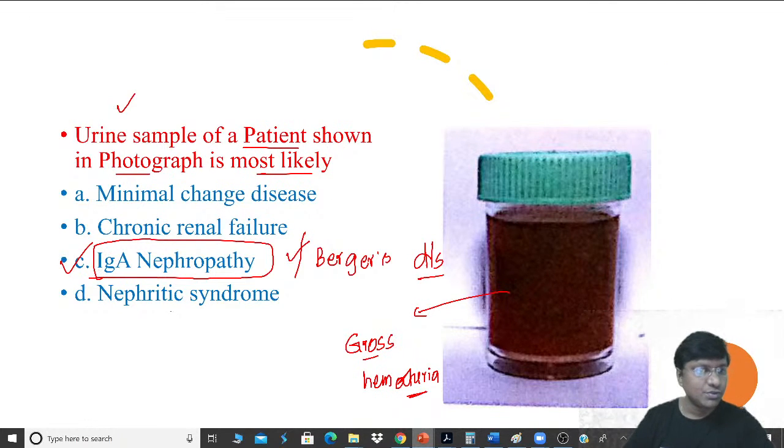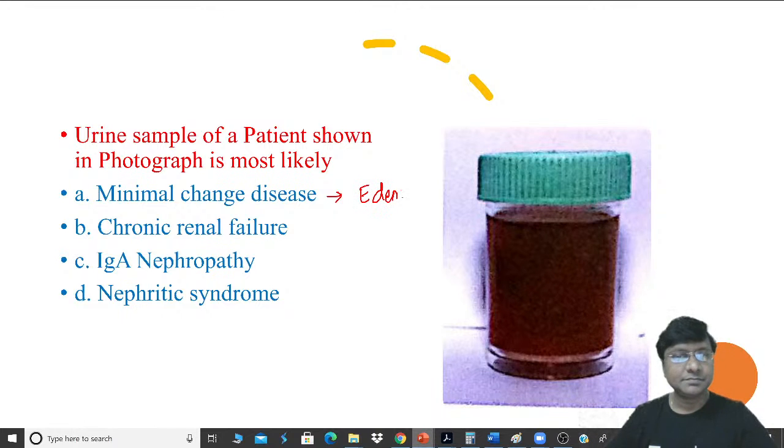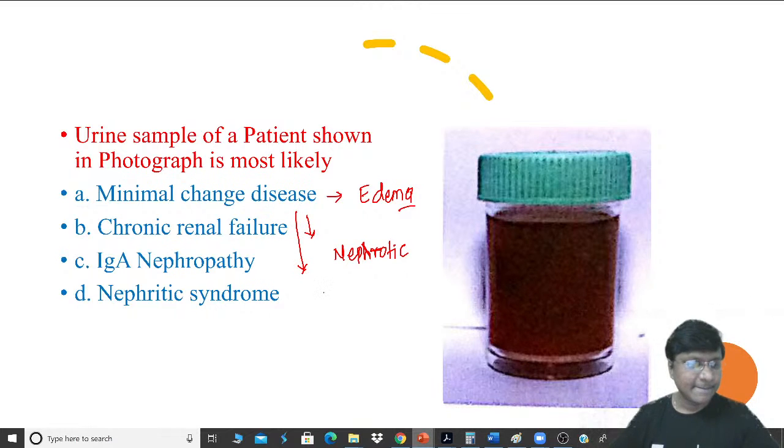I can see most of the students initially were answering nephritic syndrome. It is not nephritic syndrome where you will have gross hematuria. And take minimal change disease. What do they present with? They present with edema. Minimal change disease is the one where the patient will have nephrotic syndrome, and this is commonly seen in children.